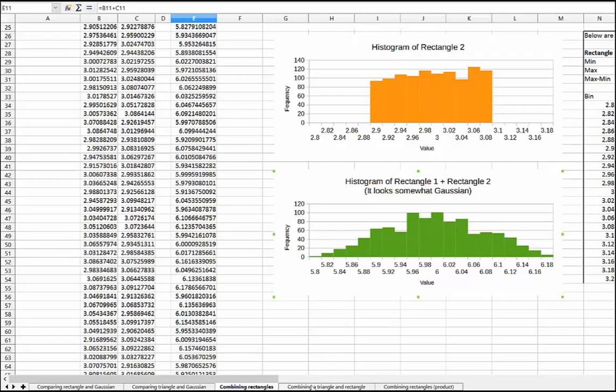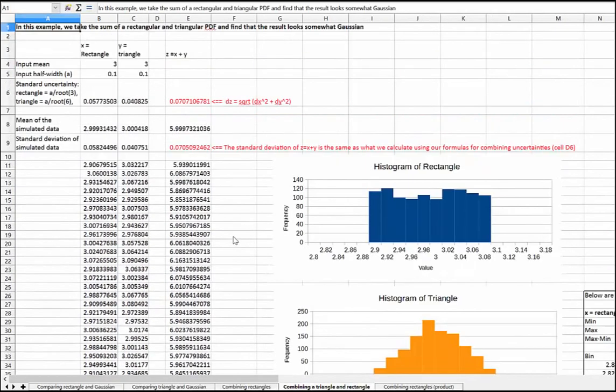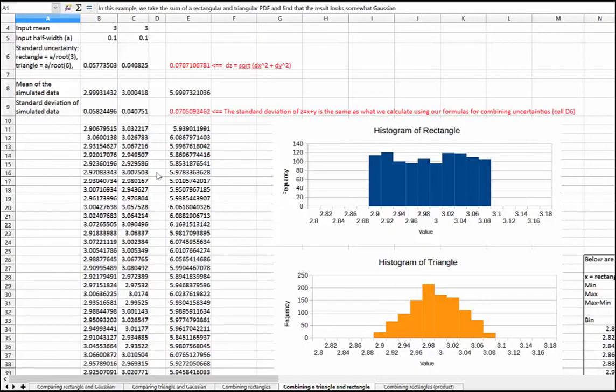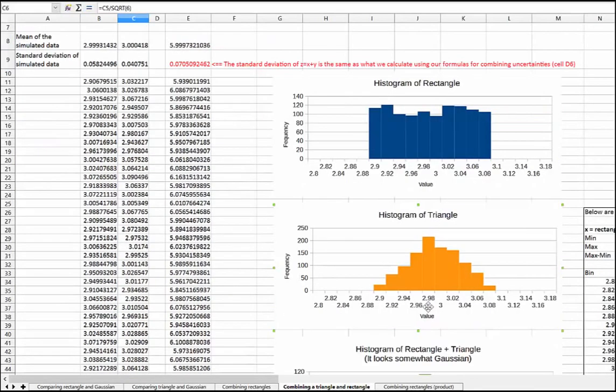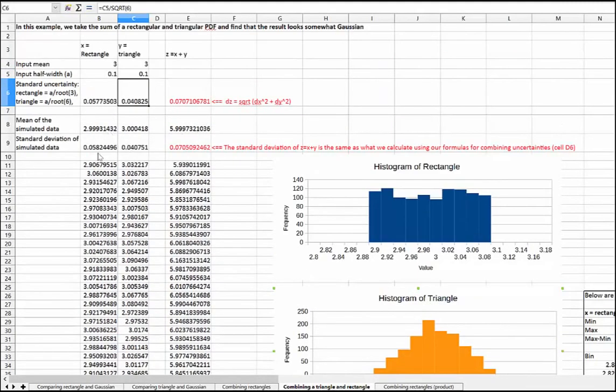Now I can also look at combining a triangle and a rectangle. These are basically the triangles and rectangles that we had from the very first two tabs. I've got a rectangular distribution, which gives us a standard uncertainty of 0.058. That's this one. And I have a triangular one that gives us a standard uncertainty of 0.041. That's this one. When we combine those, we do some simulated data, and then we add them up, and the standard deviation of that is 0.071.